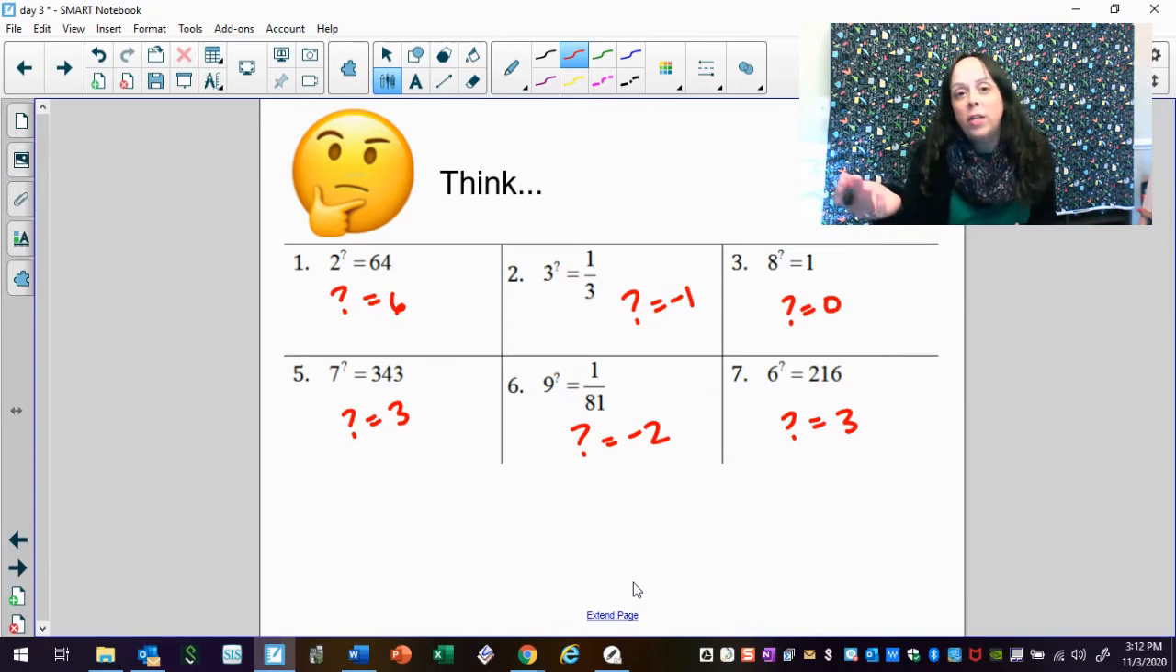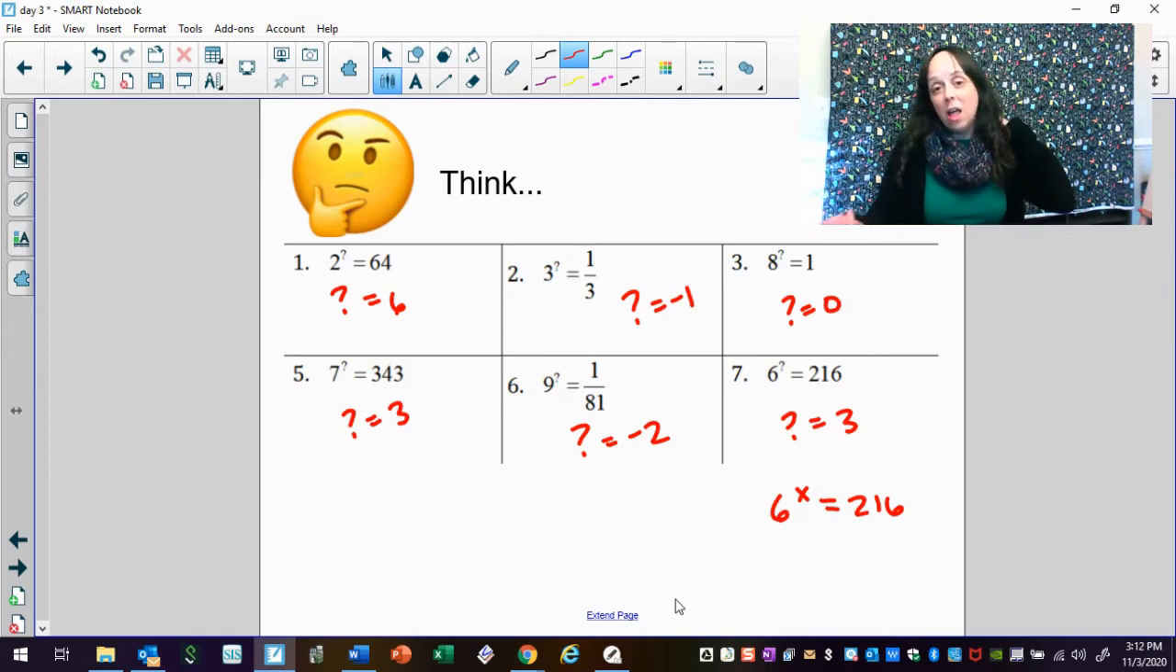Now, mathematicians don't like to write it like this with a question mark, and we don't even necessarily like to write it like this all the time. They don't like the x up in the exponent. They want another way to say it. And so what they did is they invented logarithms to help us do that, okay?